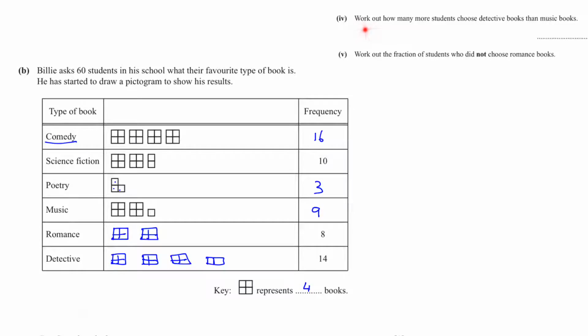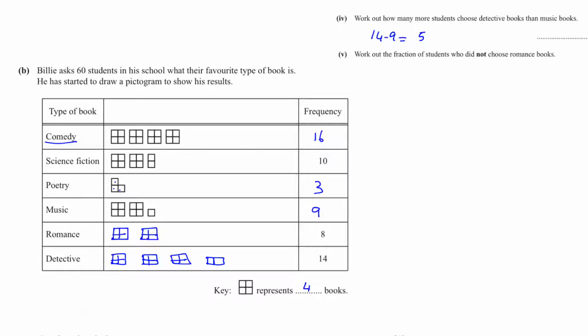Part 4. Work out how many more students choose detective books than music books. Detective books are 14 and music books are 9. So 14 minus 9, 5. 5 more students choose.